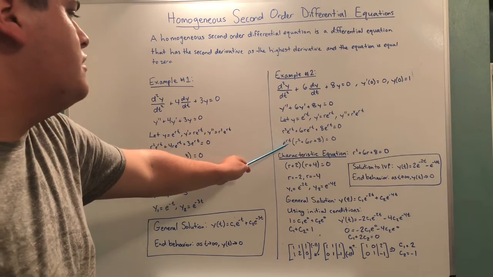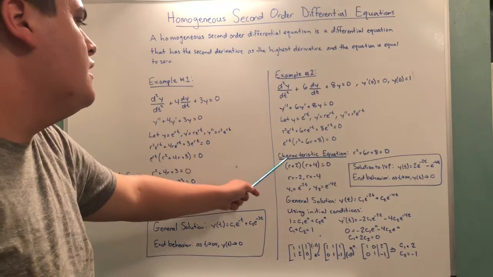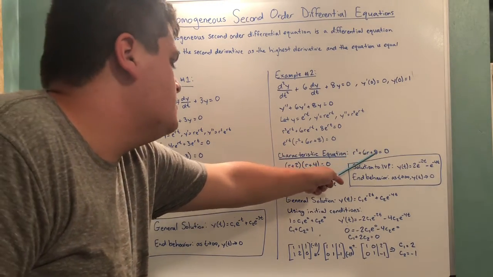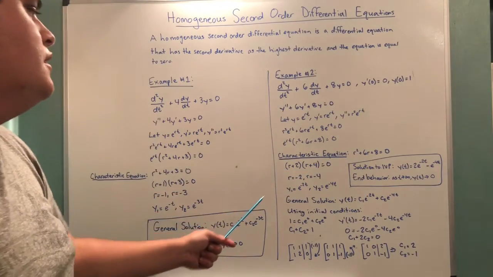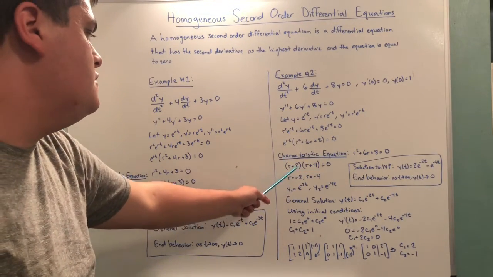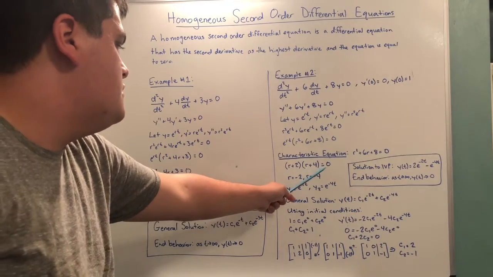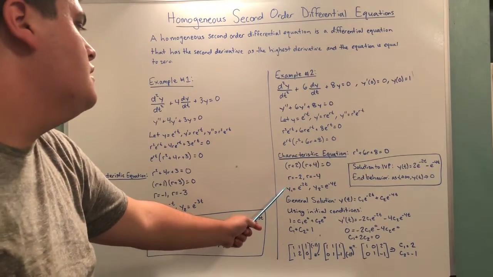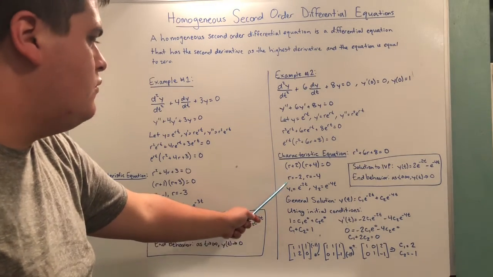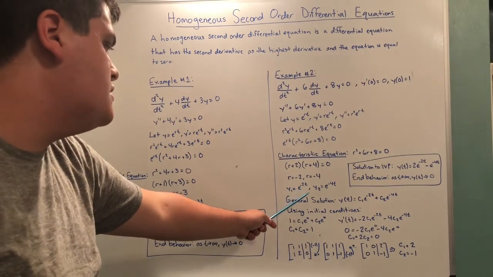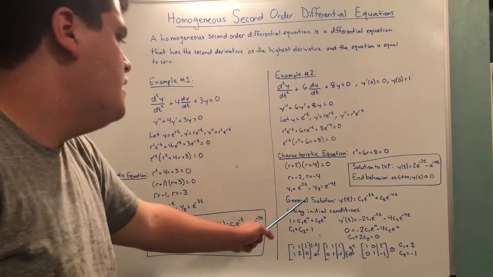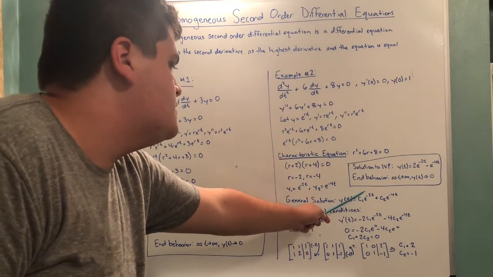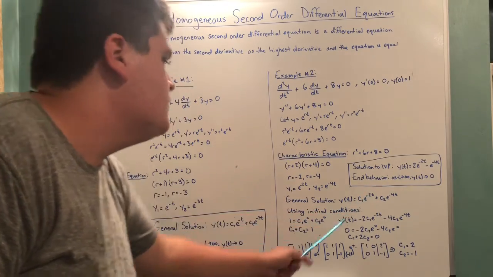We find that they both have e to the rt, and this cancels out. And then we get our characteristic equation, r squared plus 6r plus 8 equal to 0. And then we get our two terms, r plus 2 times r plus 4 is equal to 0, and we get two r values. Now we have our two solutions, very similar to the previous example. y1 is equal to e to the minus 2t, and y2 is equal to e to the minus 4t. And then we get our general solution, y of t is equal to c1 e to the minus 2t plus c2 e to the minus 4t.